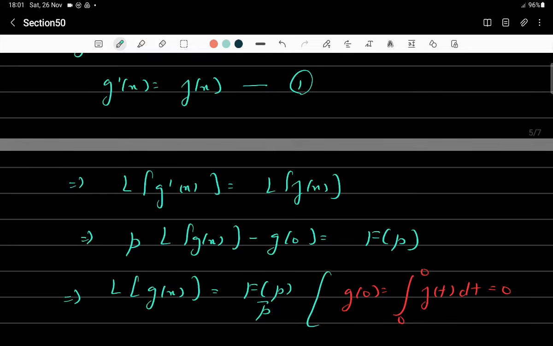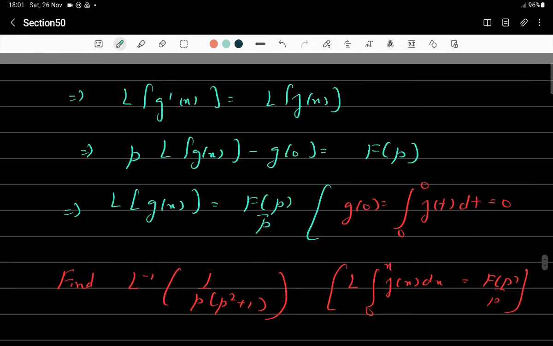We can use this result sometimes to find the Laplace of some particular function or the Laplace inverse of some particular function. For example, let's assume that I need to find the Laplace inverse of 1 by p square plus 1. In this case, I can use the partial fraction and then solve it. But we have just seen that Laplace of integral from 0 to x of f of x dx is f of p by p. So here again 1 by p is there. It means if I can find the function f of x, which is Laplace inverse of 1 by p square plus 1, then I can easily find the Laplace inverse of 1 by p (p square plus 1).